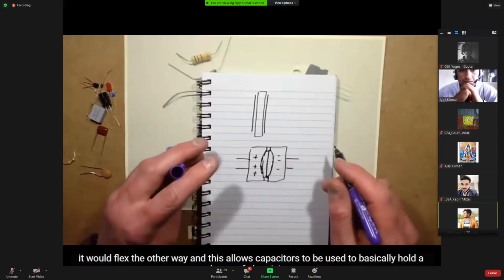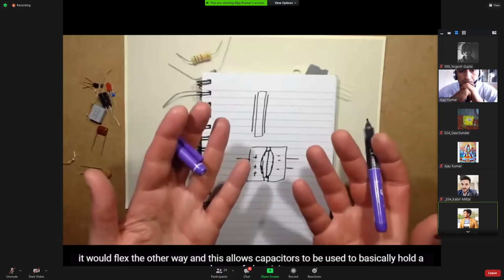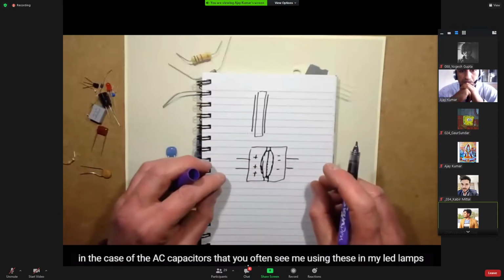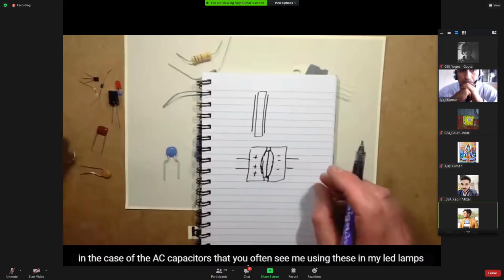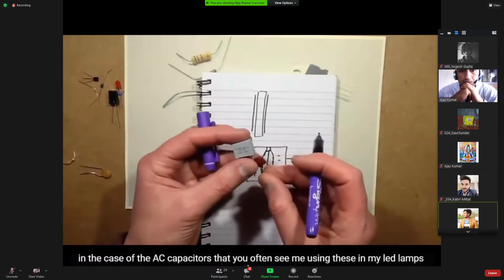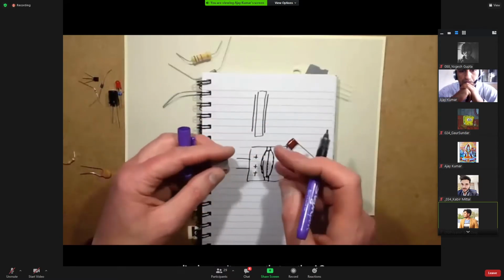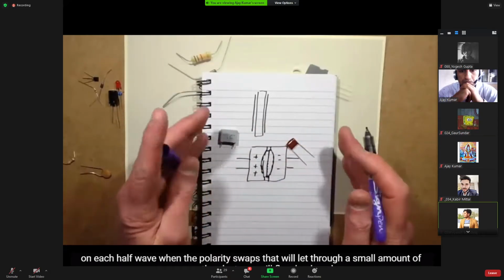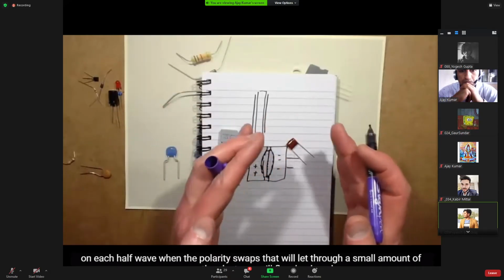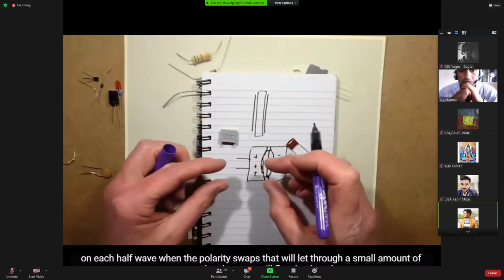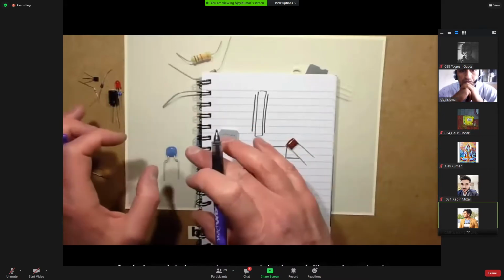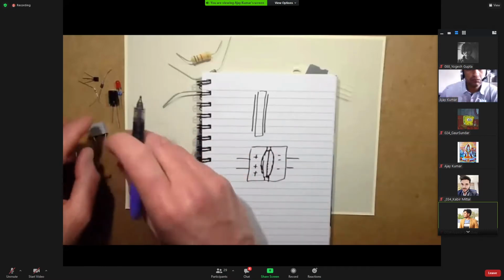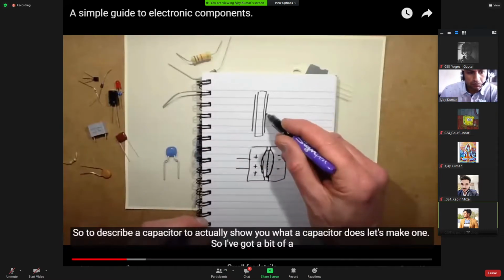And this allows capacitors to be used to basically hold a charge of electricity. Or in the case of the AC capacitors that you often see me using in my LED lamps, that diaphragm means that on each half wave of the AC, when the polarity swaps, it will let through a small amount of energy. The electrons will flow backwards and forwards through it, but not just pass right through like a short circuit.